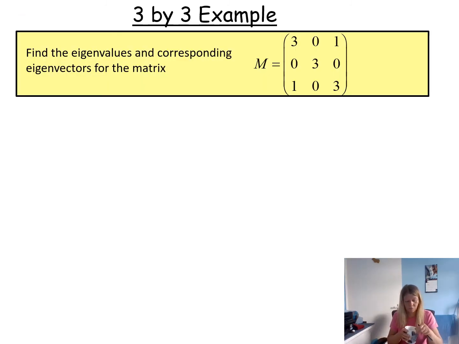Okay, so we've just thought we've done it all, and then they give us a 3 by 3 to do exactly the same with. Got cat hairs in my tea. It's not nice.